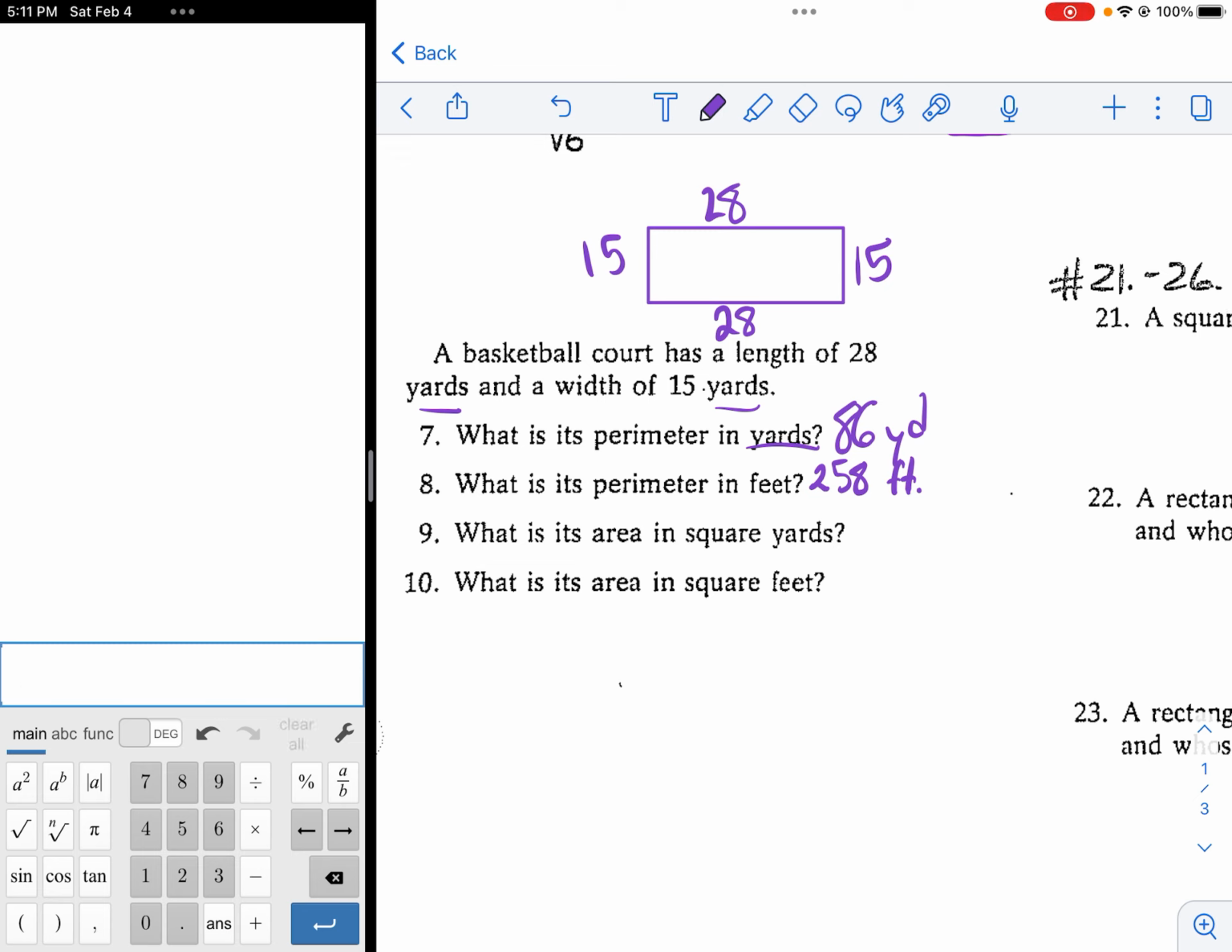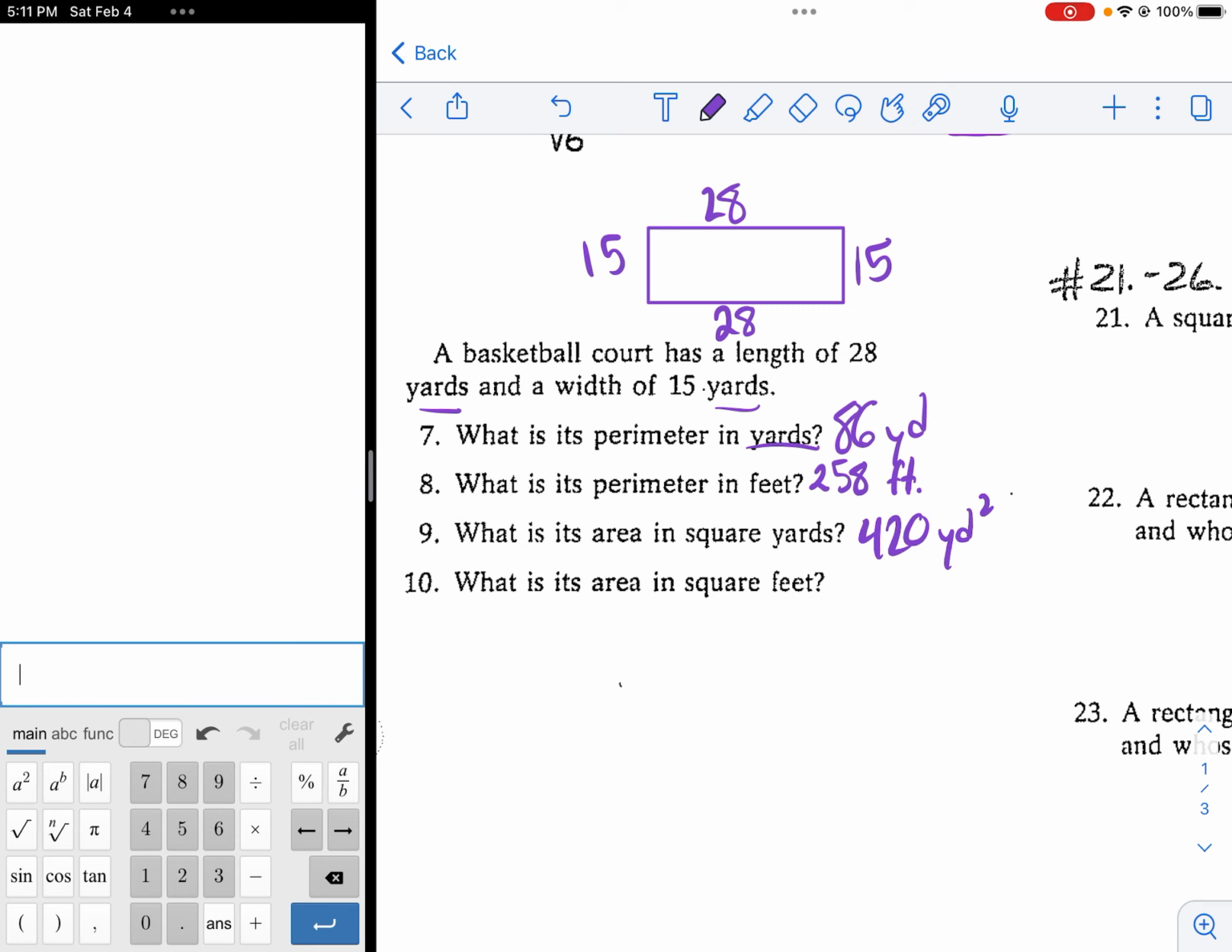And it asks me what's its area in square yards. So we can do 15 times 28. I'm going to use my calculator for that one. Times 28. And that gives me 420 yards squared. And then it asks what its area in square feet is. So I'm actually not going to just multiply that 420 by 3 because I have to multiply by 3 squared, which is 9.